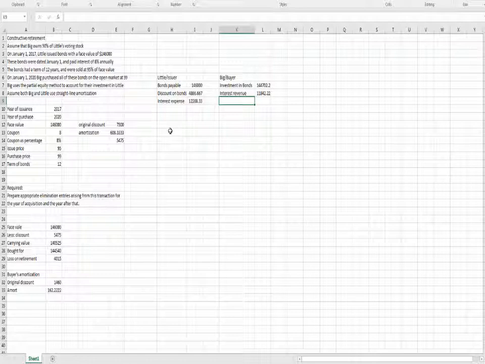So here's what Little the issuer and Big the buyer have on their books. All of these accounts have to be eliminated. So what do we do? Bonds payable, we eliminate with a debit. Just going to go down the list here. Discount on bonds, we eliminate with a credit.